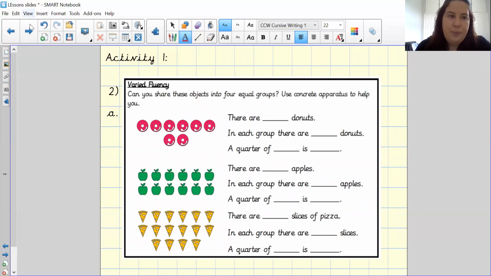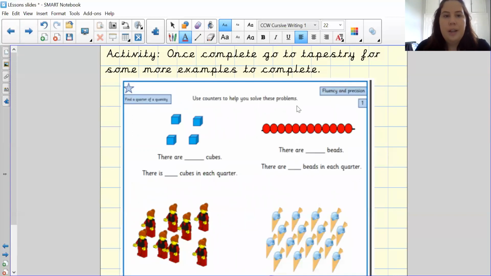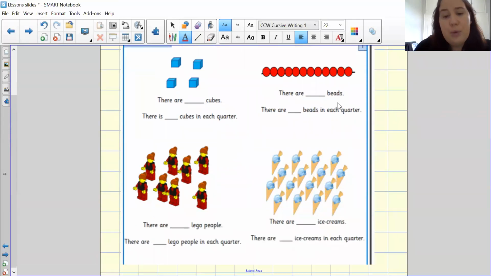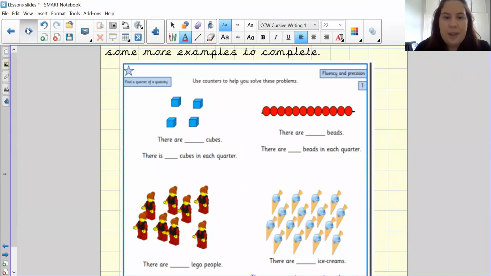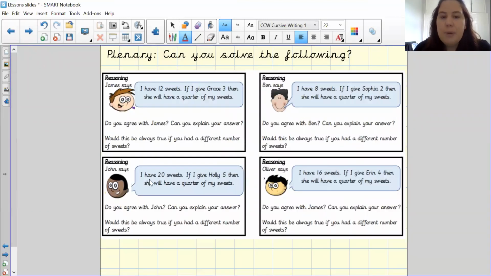Again, stop the video to solve these questions. Please use the stem sentences and then show your workings out in a part-whole or a bar model. And then question 3, I will upload onto Tapestry for you. You can access them and then print them out or draw them however you would like to solve these questions, okay? And then finally, I've put 4 different questions on here for you to try and solve. You don't have to solve all 4. You can just choose one question and try and solve that reasoning.